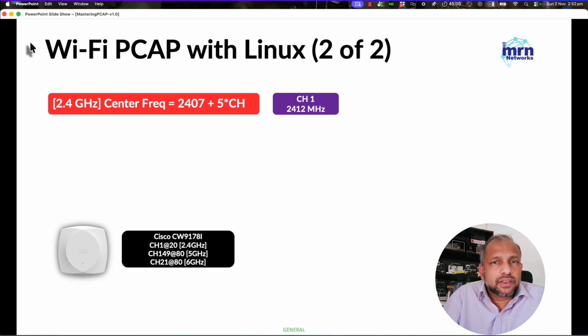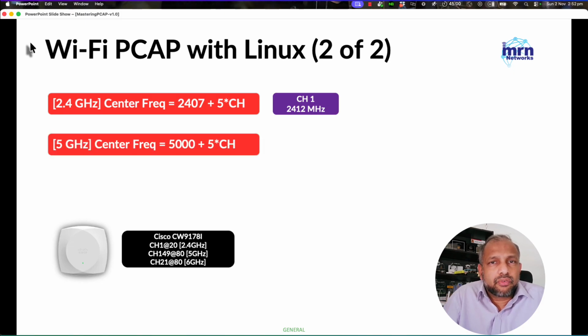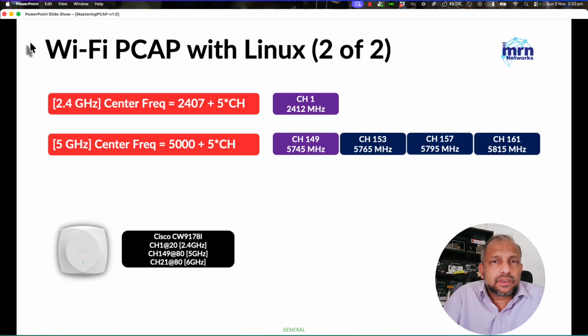Now for 5 gigahertz, the frequency is calculated as 5000 plus 5 times the channel number. If I am using channel number 149, the primary channel frequency will be 5745. That is the control frequency. But if you look at the center frequency, the middle of the bonded channel, 5775 will be the center frequency.